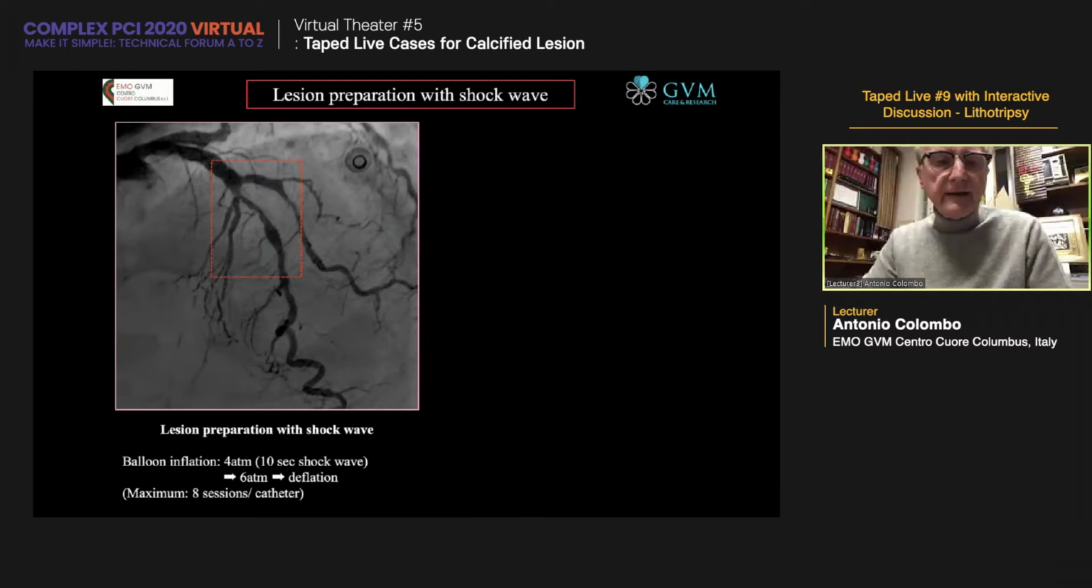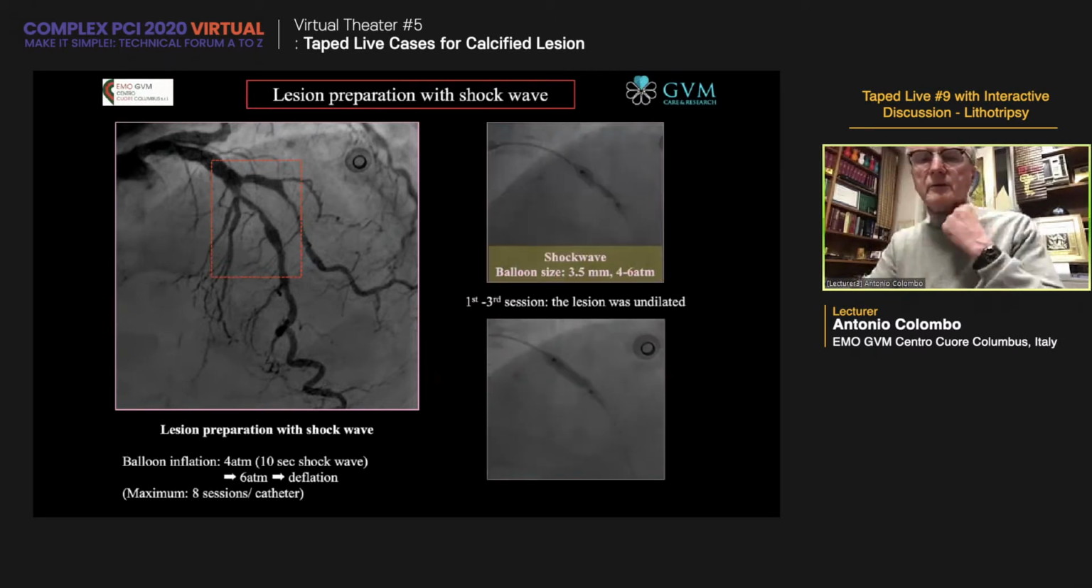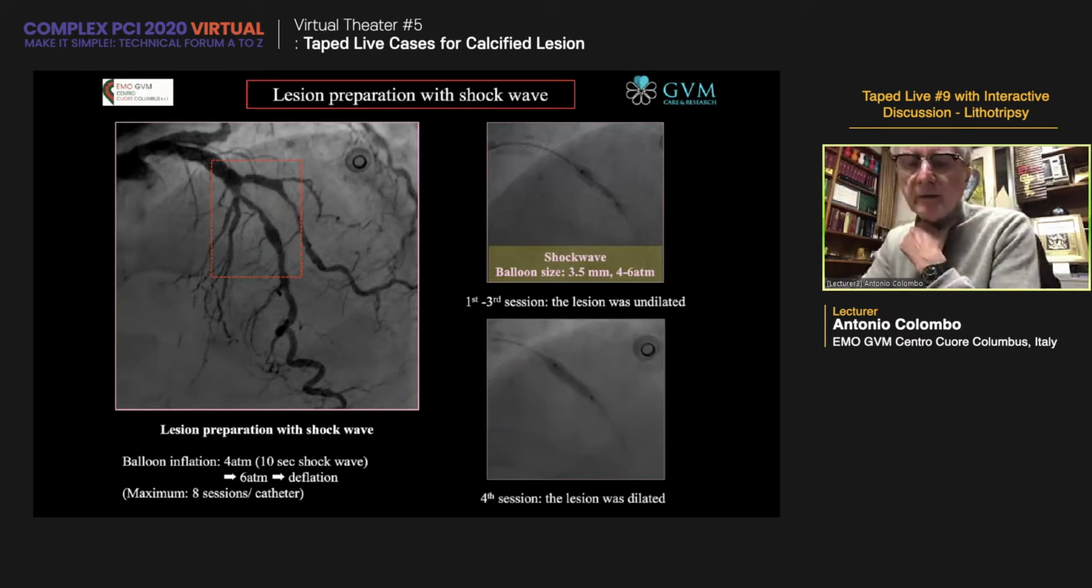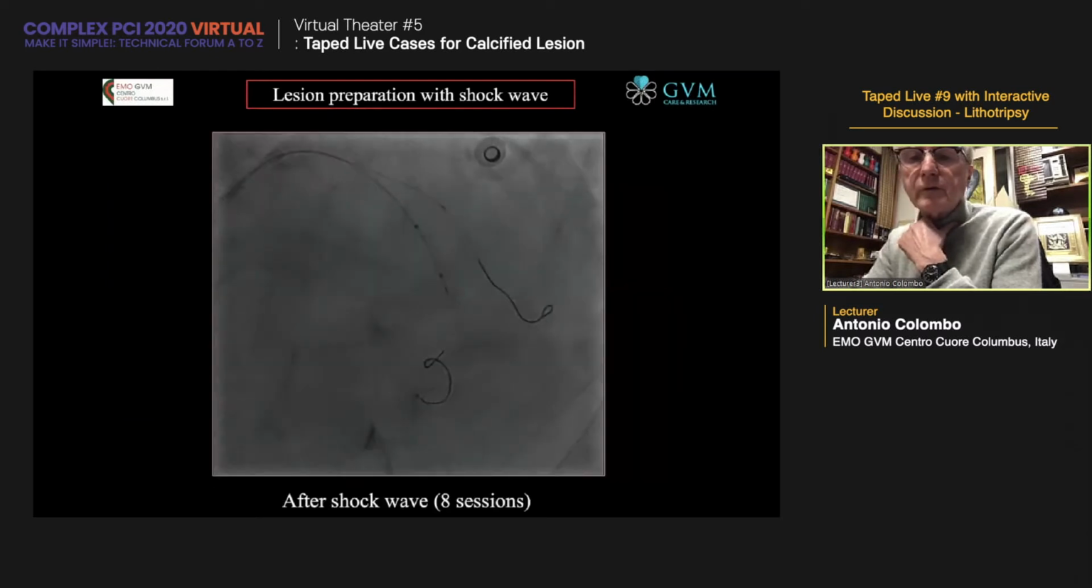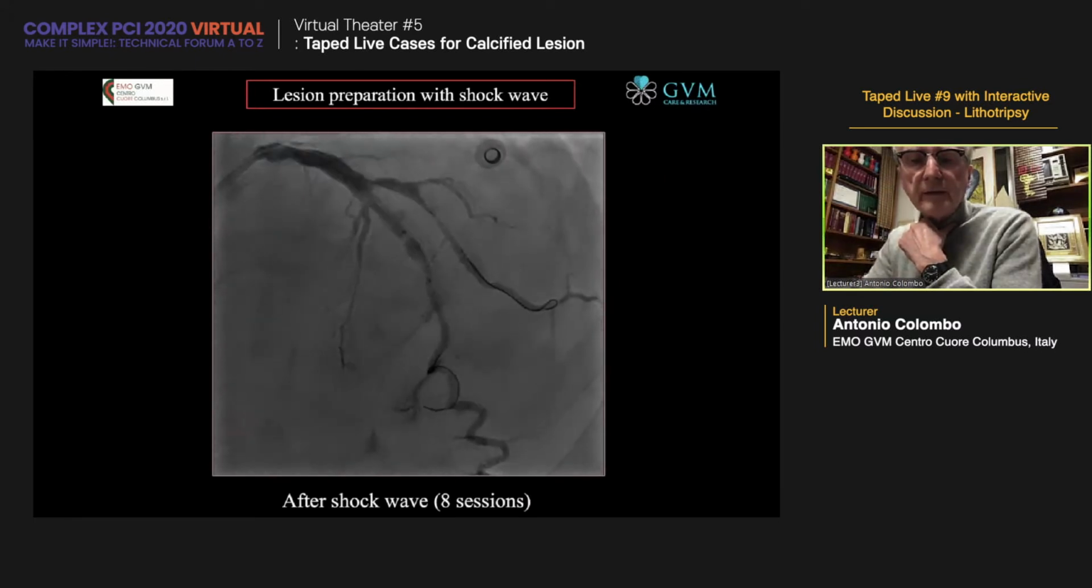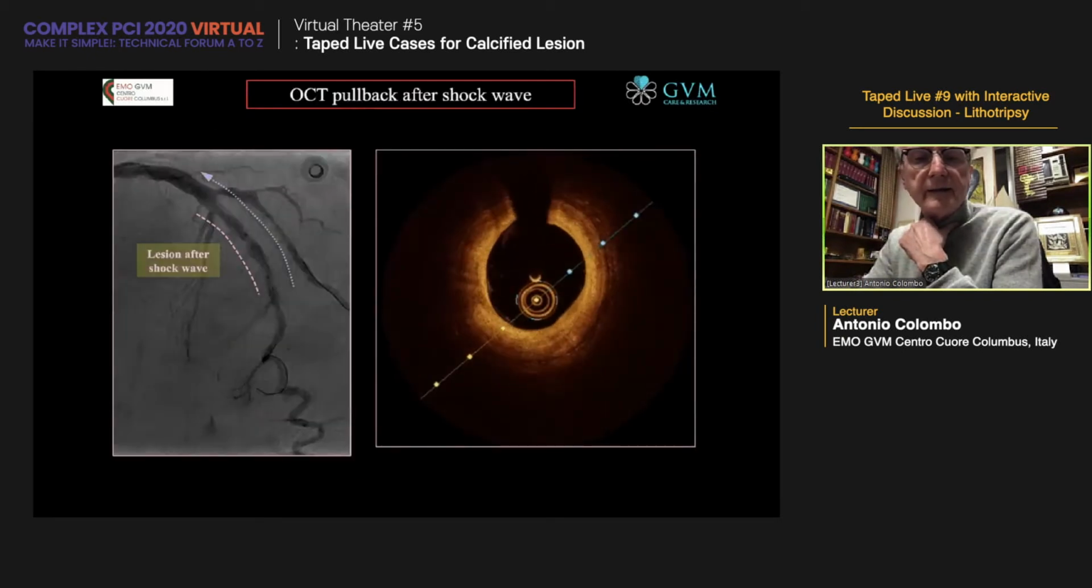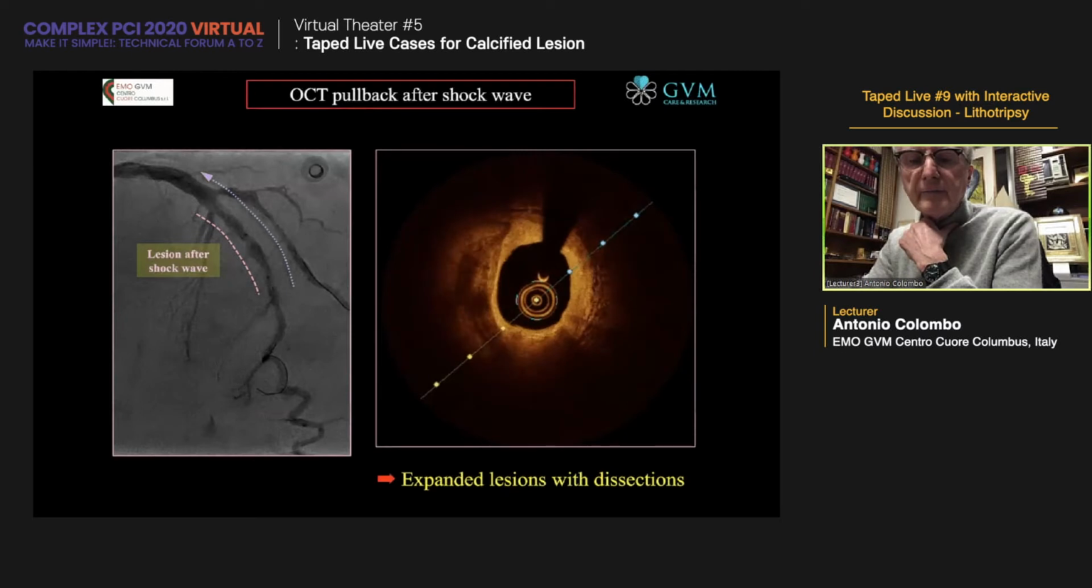So we decided to do standard lesion preparation with Shockwave. Sometimes the Shockwave balloon does not cross, and you need to predilate with a semi-compliant balloon. In other situations, you even need to do atherectomy. So we did 4 sessions. After the first session, the 3.5 balloon was fully dilated, and a total of 8 sessions in the whole LAD, and then we repeated the OCT, which shows a better morphology.